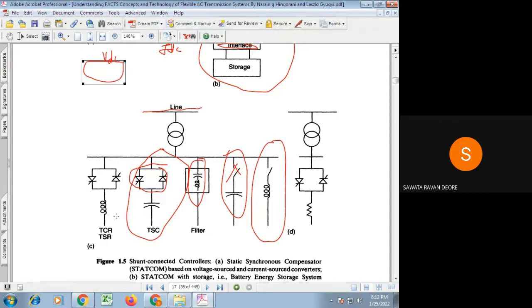Then next one is thyristor switched reactor, means mechanical switch is replaced by the thyristor, that is called as thyristor switched reactor.